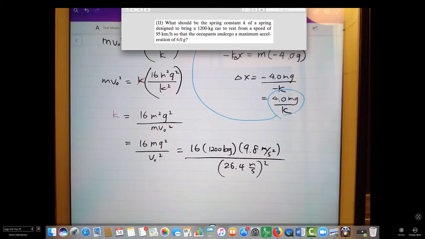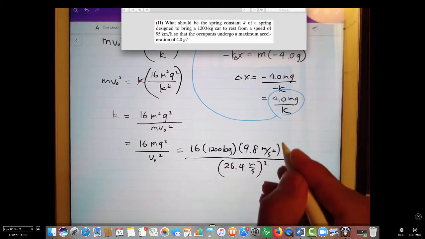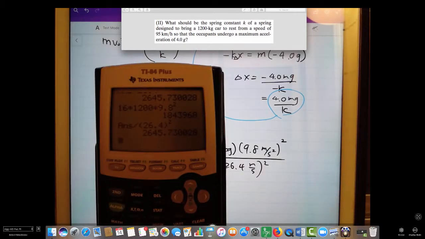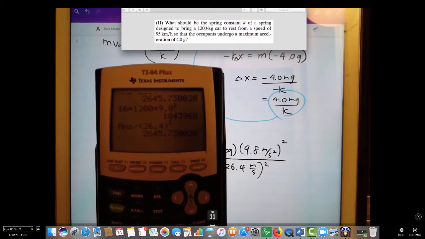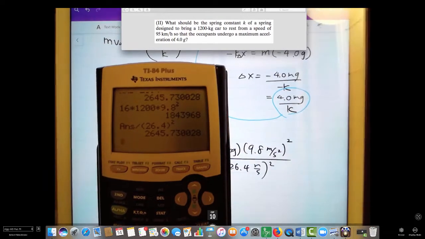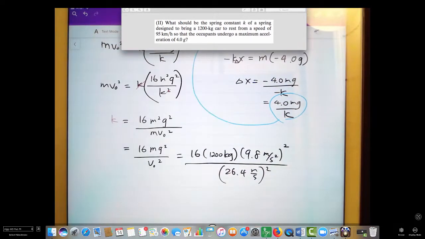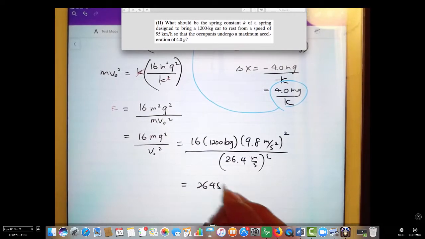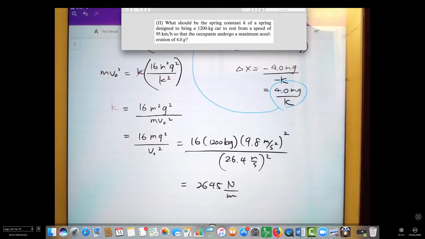Using my calculator, I get, oh, I forgot to square there, and divided by 26.4 squared, I got, I don't know if you guys can see it, 2645 newtons per meter. That's the standard unit for the spring constant.